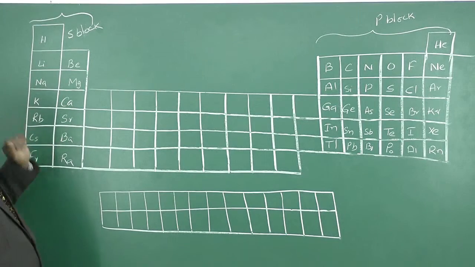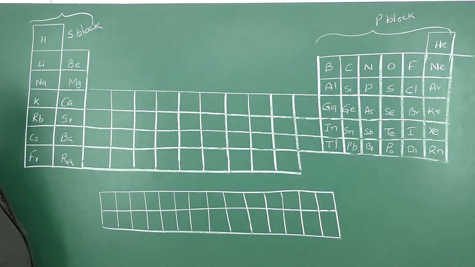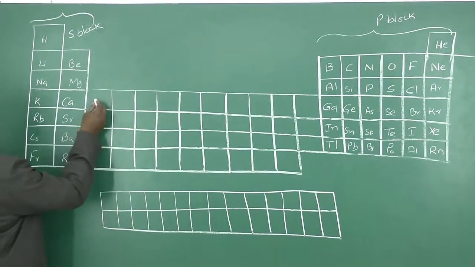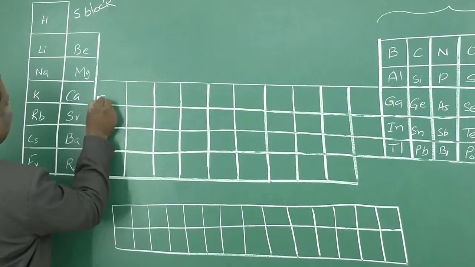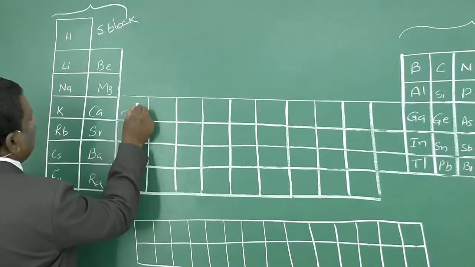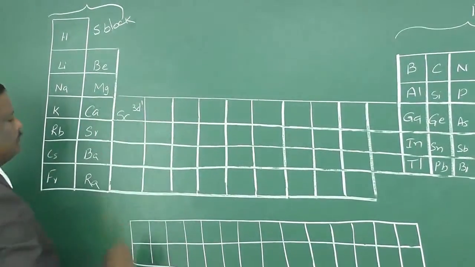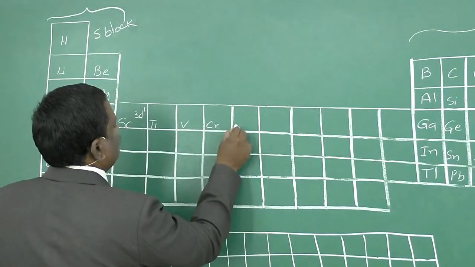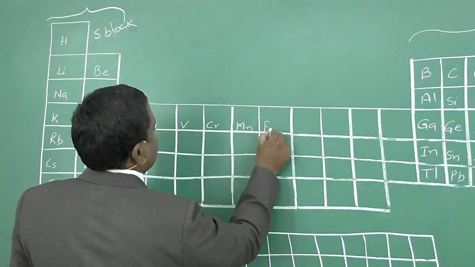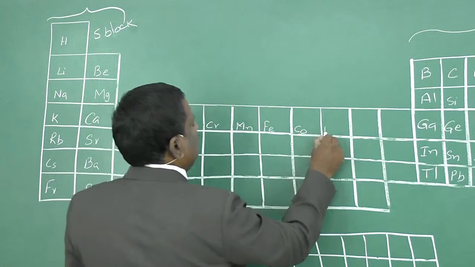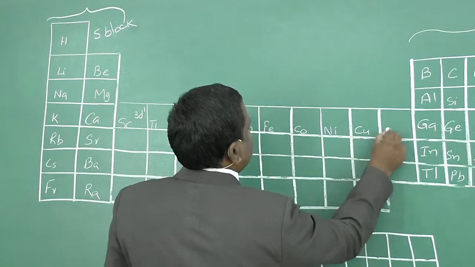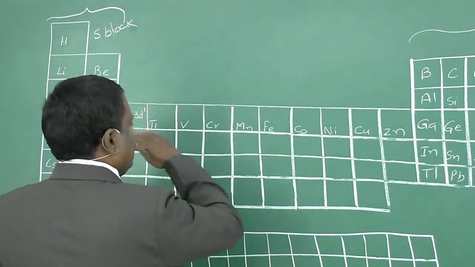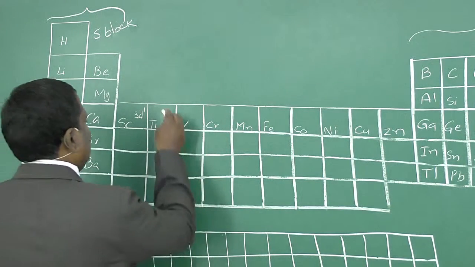So in the 4th period, the second element is calcium. Calcium's differentiating electron will enter the 4s orbital. After filling up the 4s orbital, the electron will now enter the 3d orbital. So in scandium, the electron will enter 3d1. Now after scandium we have titanium, vanadium, chromium, manganese, iron, cobalt, nickel, copper and zinc. So in these 10 elements, the d orbital is gradually filled.